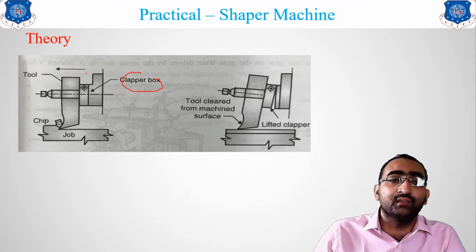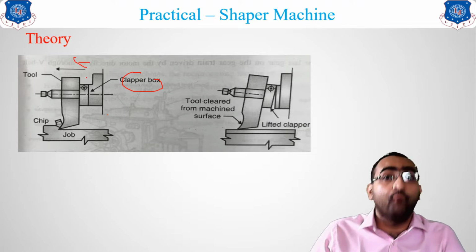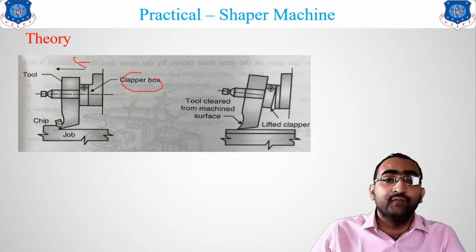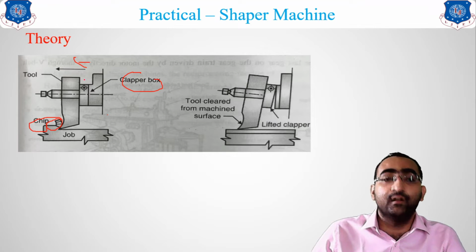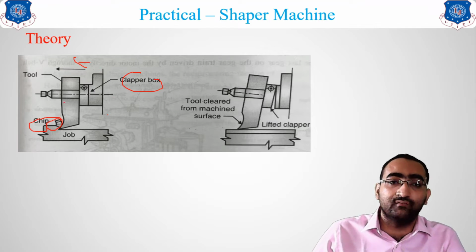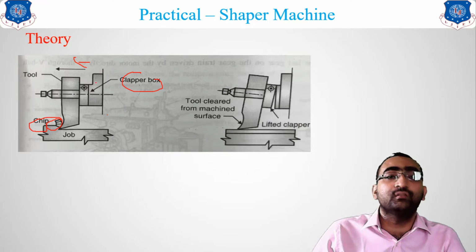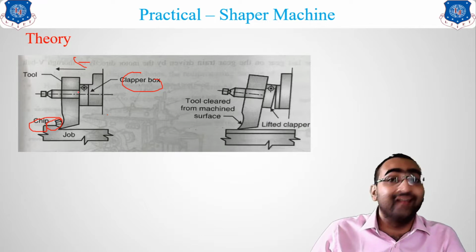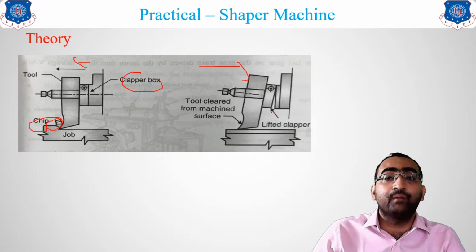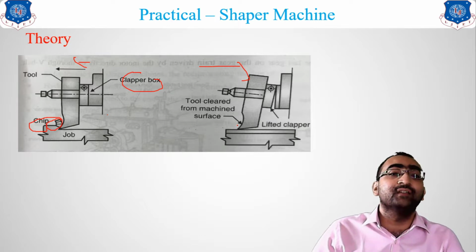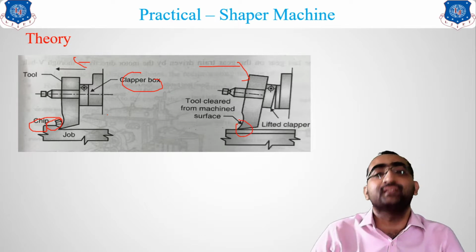Whenever it is going in the forward direction, what will happen? This tool will remove the material, you can see over here in the form of a chip, and you can see it is going in this way. The tool is attached to this backward thing, and while returning, when it comes back, this clapper box will open. You can see this box lifted, the clapper will be there. So while returning, there is no cutting action.